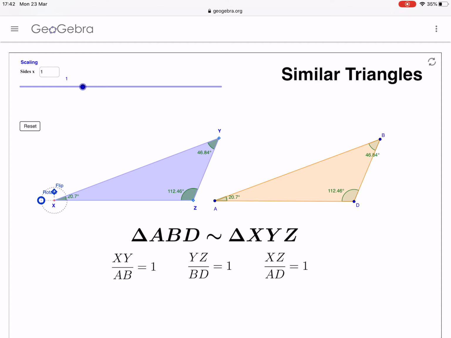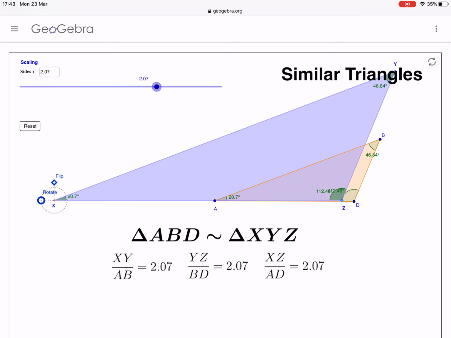So here we go. If I change the proportion of the sides, say for example, we're at a dilation of 1, and a dilation of 1 says it's the same size. So if we go bigger, dilation of 2, which is double. I can't get it perfect. There we go. So this is double. So XZ is double of AD, ZY is double of DB, and XY is double of AB. These triangles are definitely not congruent anymore.